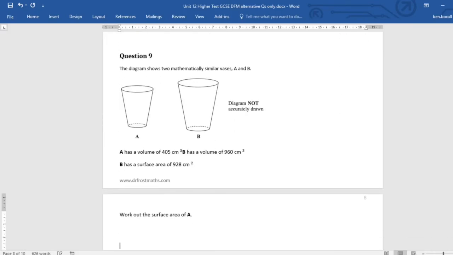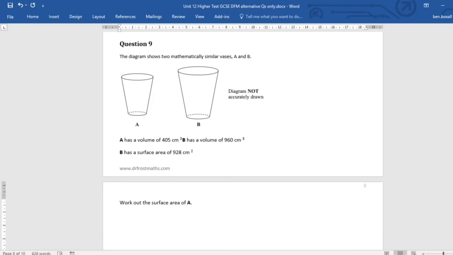The diagram shows two mathematically similar vases, A and B. A has a volume of 405 centimeters cubed. B has a volume of 960 centimeters cubed. B has a surface area of 928. Work out the surface area of A. Now, to some people, this will be the hardest question of the test. They're giving us two volumes, so we can work out a volume scale factor by dividing the big volume by the small volume. So I'm going to do that now.